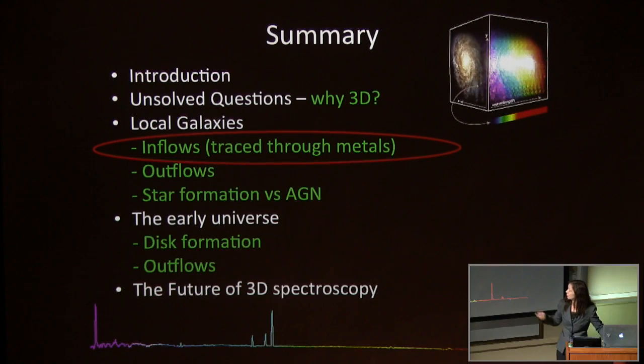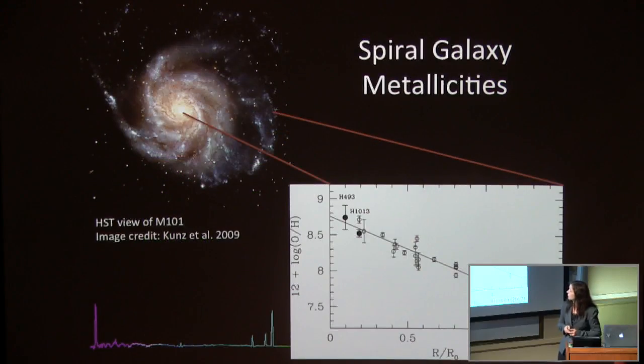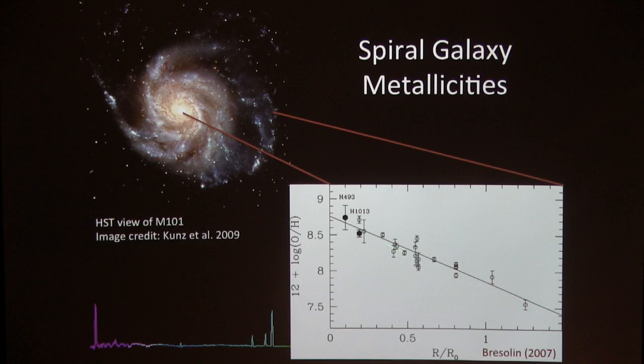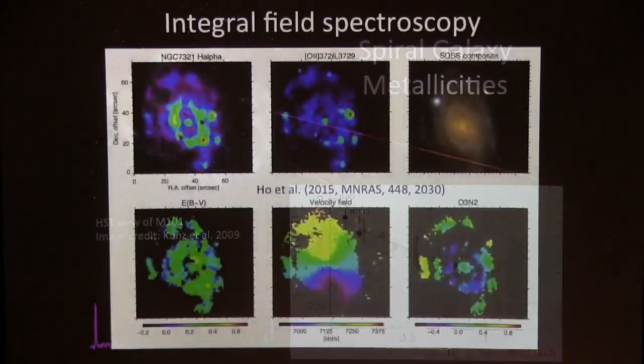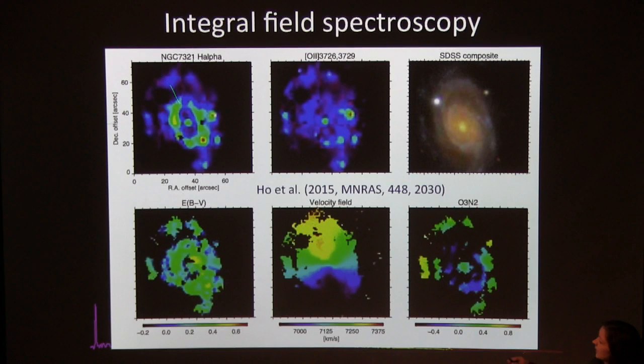So first, we're going to talk about inflows traced through metals. In a spiral galaxy, you have a typical large metallicity gradient. It falls in metallicity from the central regions to the outskirts. And with integral field spectroscopy, we don't just get a metallicity per radius. We actually get a metallicity map.